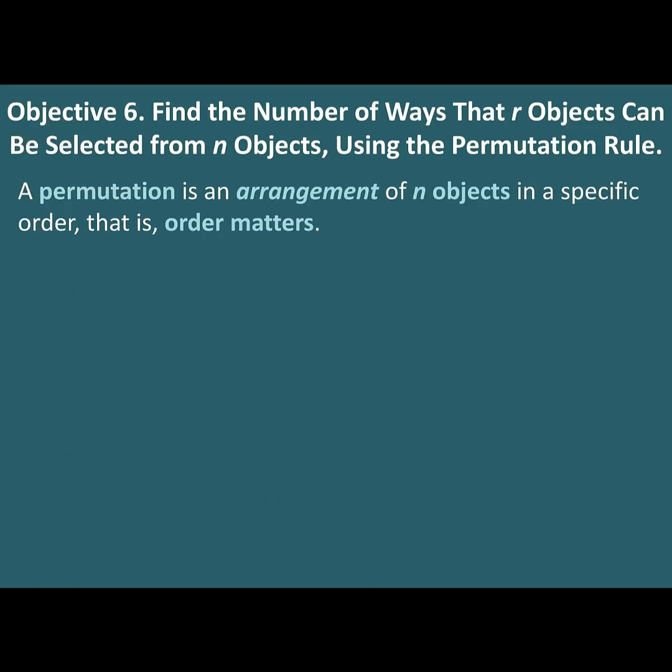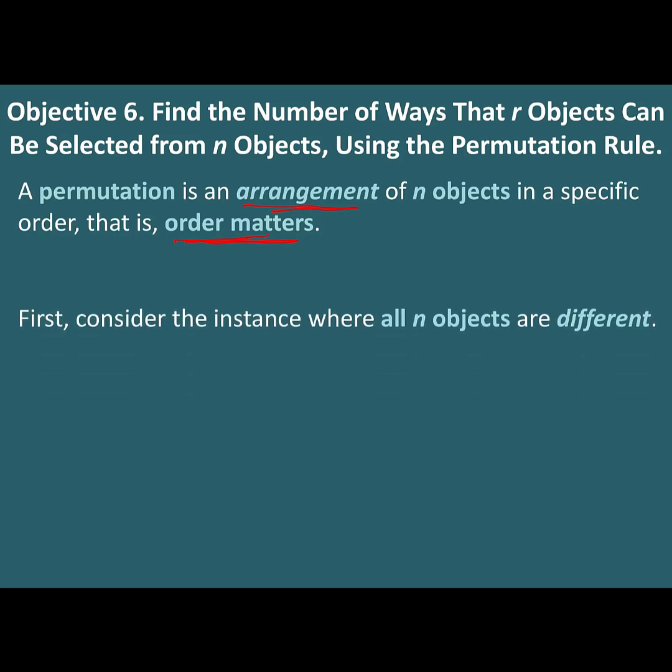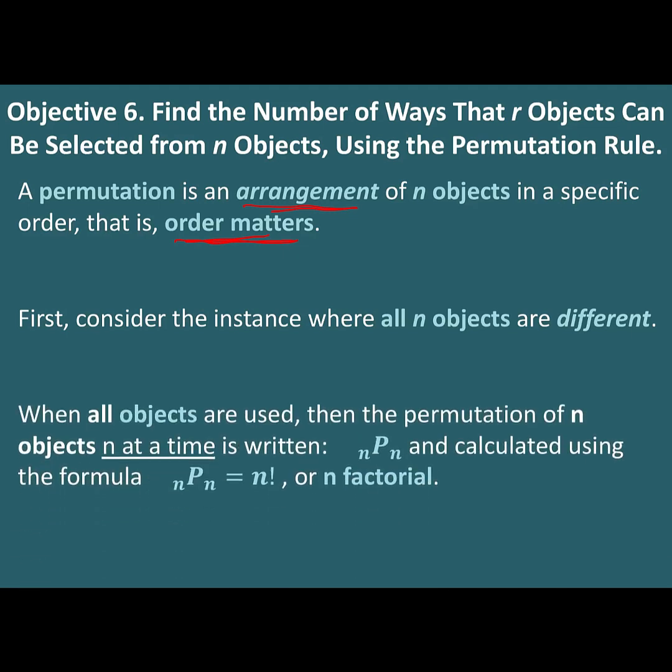A permutation is an arrangement of n objects in a specific order, that is, order matters. So because it's an arrangement, order, again, matters. A very important phrase when it comes to permutations. First, consider the instance where all n objects are different. When all objects are used, then the permutation of n objects, n at a time, is written as follows. This is the notation. And calculated using the following formula: n factorial.